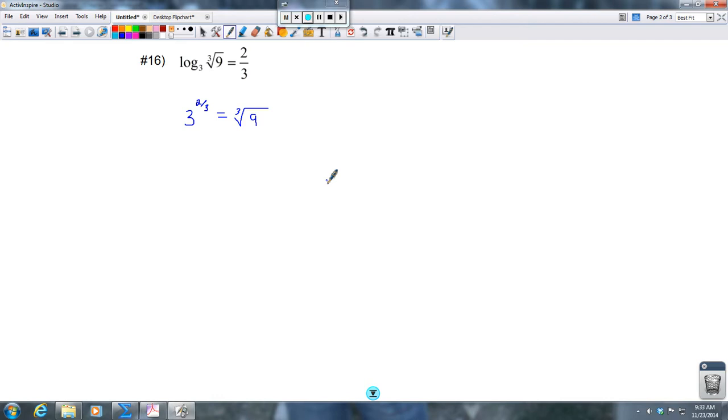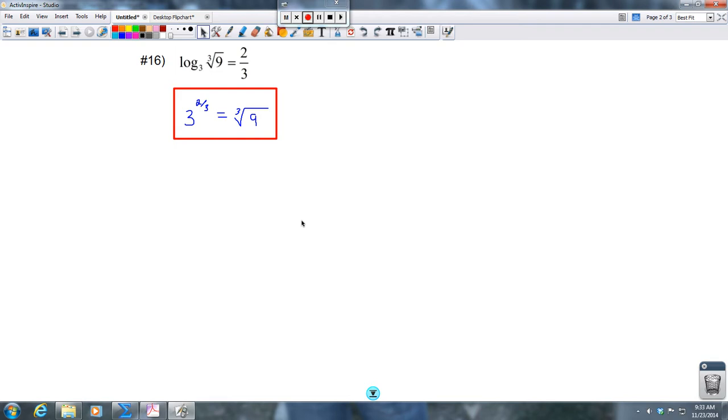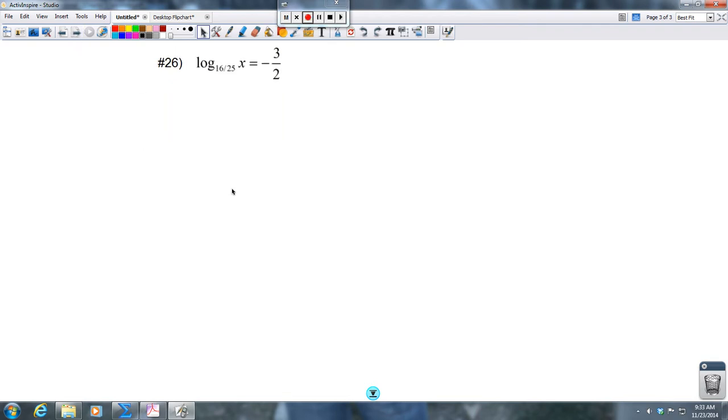And that's all we have to do to answer this question. We wrote it in exponential form. So I'm going to go ahead and box this one and say this problem is complete. So I'm going to bump this on to number 26. Number 26, this time it says solve each equation.